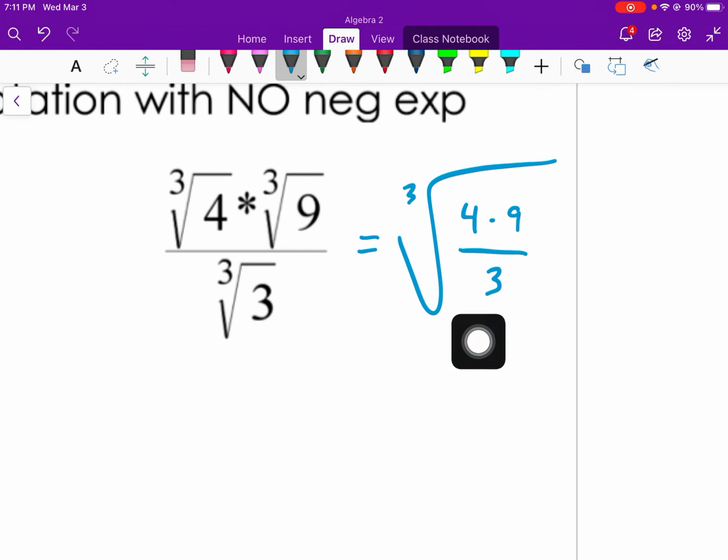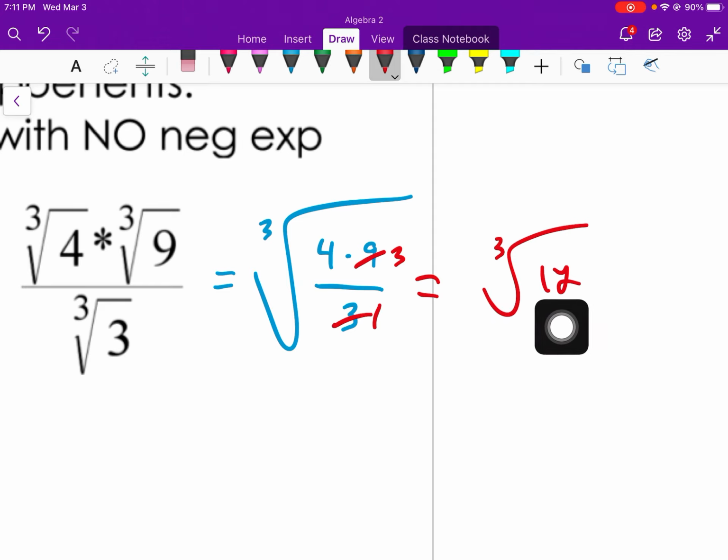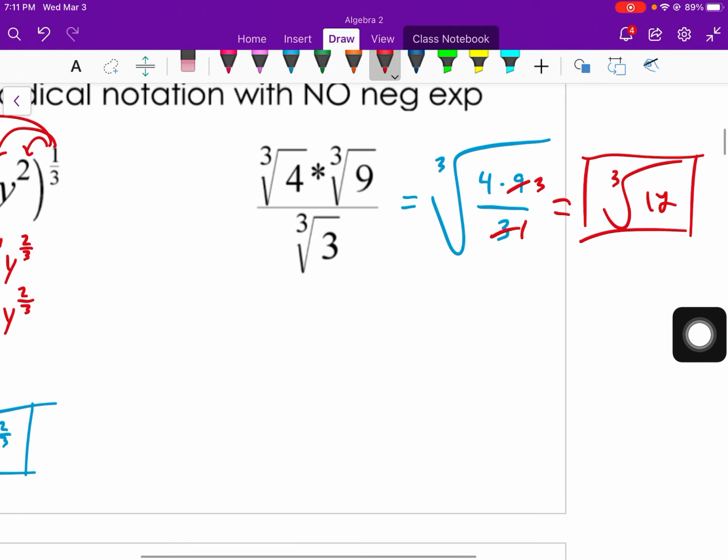Now I'm going to see if I can simplify anything before I multiply, and we can. 9 over 3 will simplify to 3 over 1. Now when I rewrite it, this is the cubed root of 12 because it was 4 times 3 over 1. 4 times 3 is 12, and we can leave it like that. We won't have 3 factors of anything, so that'll simplify that quickly.